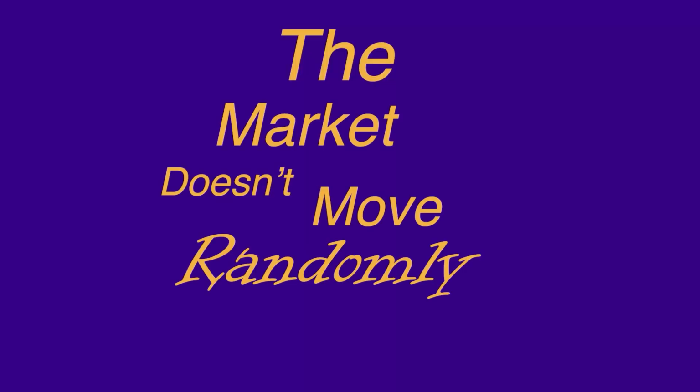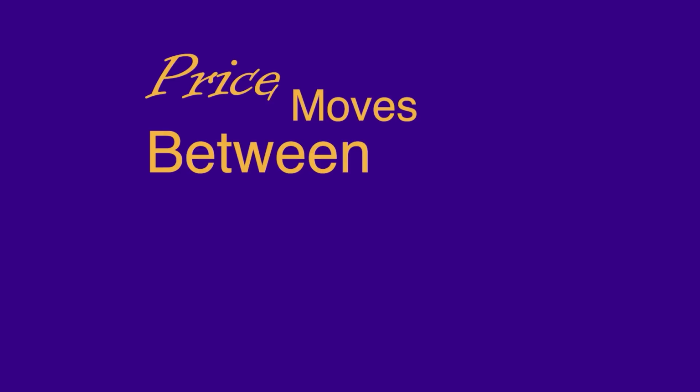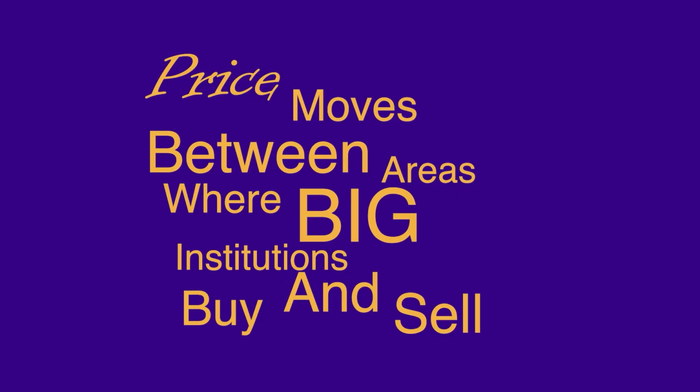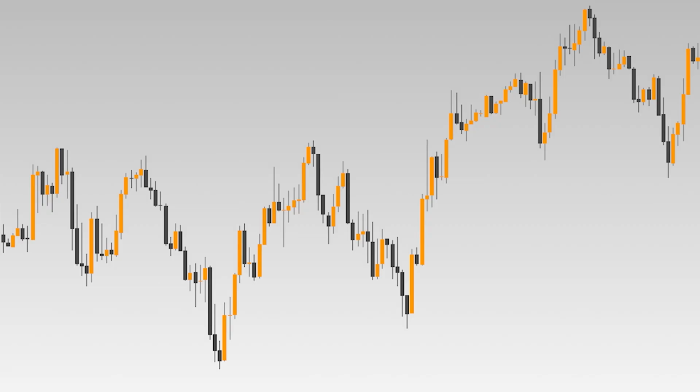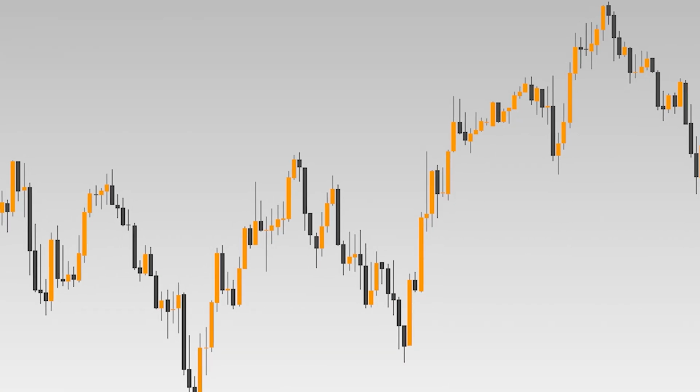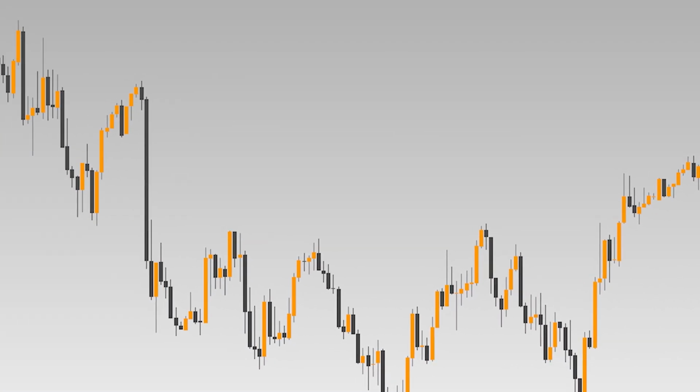Supply and demand. The market doesn't move randomly. Price moves between areas where big institutions buy and sell. These are called supply and demand zones, also known as order blocks. A demand zone forms when a strong buying pressure pushes the market higher. A supply zone forms when a strong selling pressure pushes the market lower.